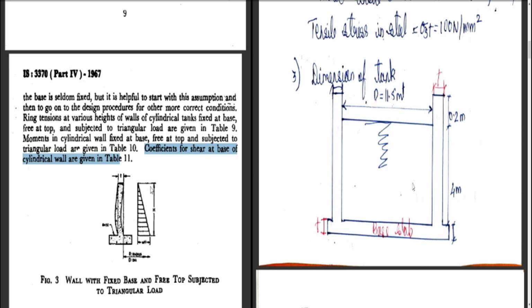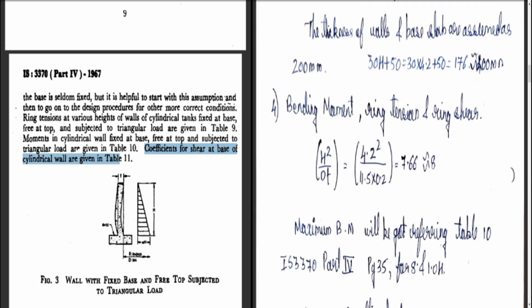So now did you understand why we have taken the fourth point as, I will show it to you. So we have taken the fourth point as bending moment, ring tension and ring shear. So it is given here. So ring tension, the bending moment and the coefficient for shear.